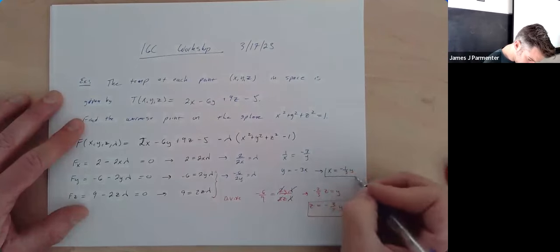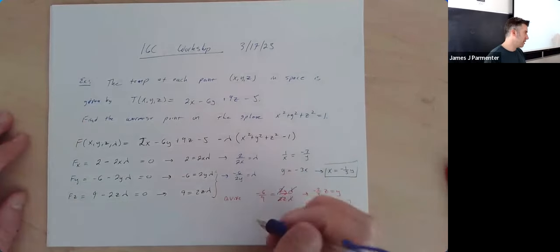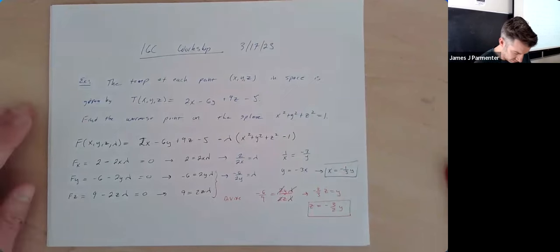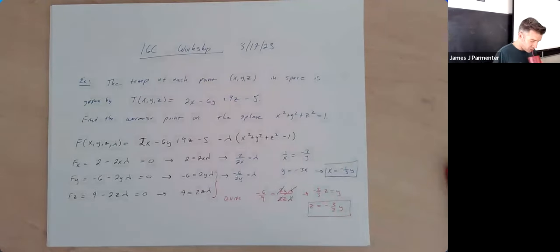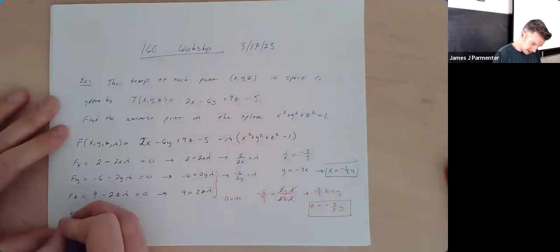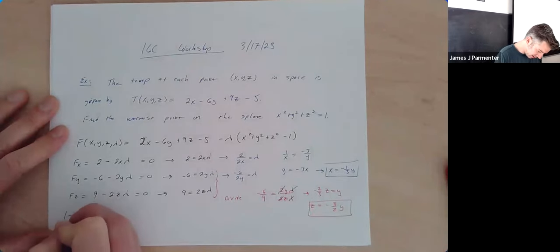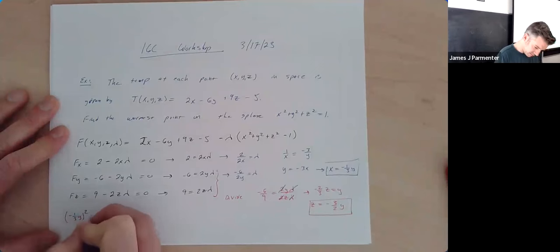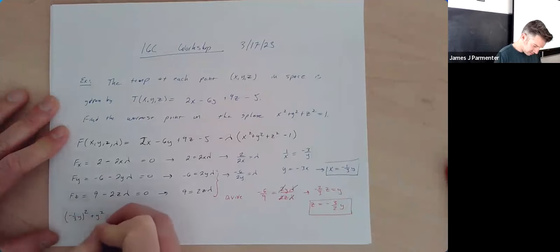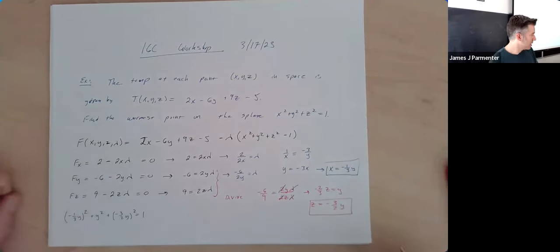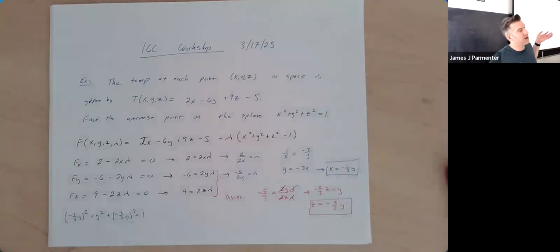And then we take each of those things and we plug them back into our constraint, and then we solve for whatever we can solve for. So let's see. This is where things just get a little messy. I'm going to have (negative 1/3 y) squared plus y squared plus (negative 3/2 y) squared equal to 1. Then we solve for y. We're going to get two answers for y, because there's a warmest point on the sphere and there's also a coldest point on the sphere.